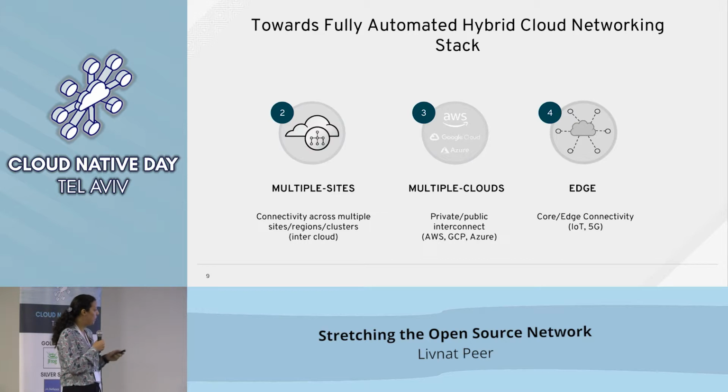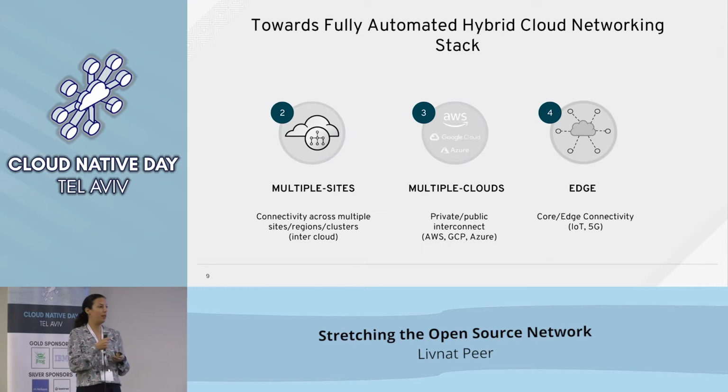We're talking about multiple sites, a typical use case when you have a company with multiple branches, getting the branches able to talk to each other, basic connectivity between branches. That's multiple sites. Multiple clouds is when you want to have in-house on-premise workloads and have the connectivity up to the public cloud. And the edge is what comes from telco and Internet of Things, where you want the core network to have connectivity to the edge, like the local endpoints.